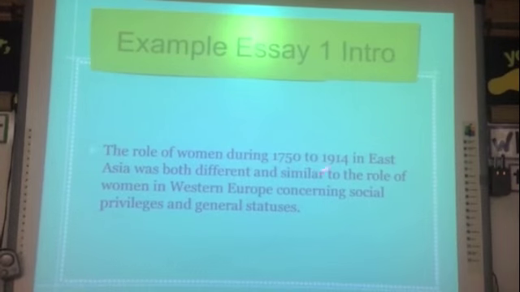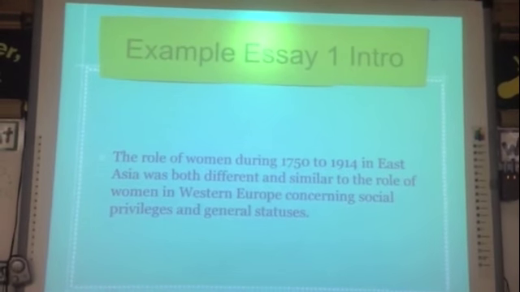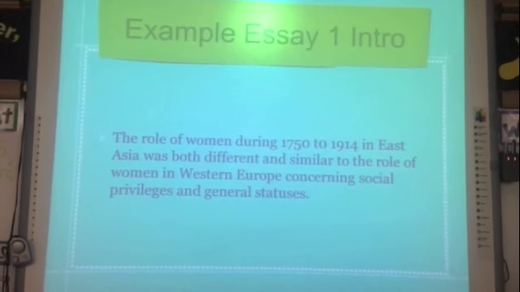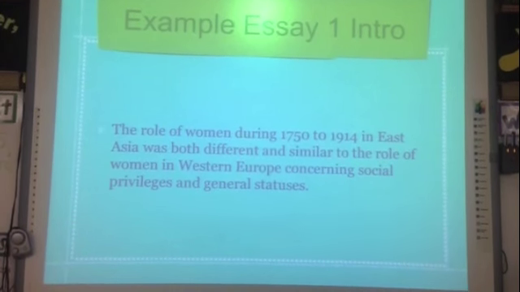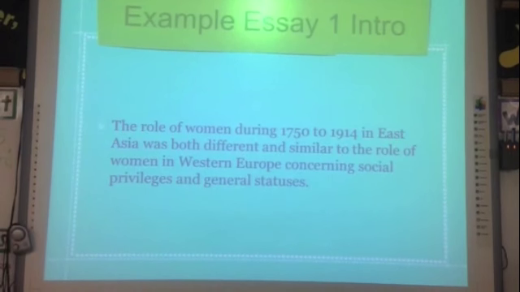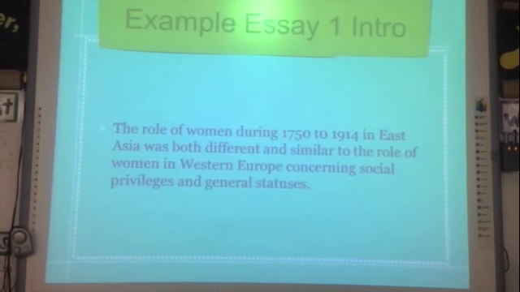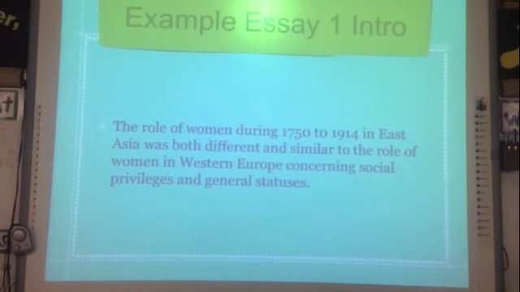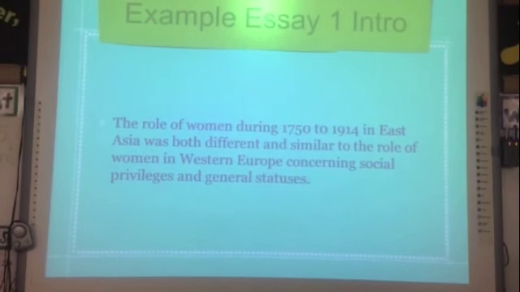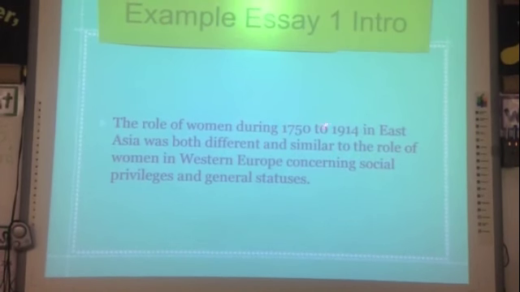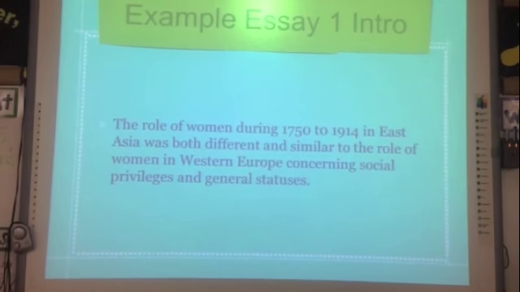The student wrote this thesis for their essay. It says the role of women during 1750 to 1914 in East Asia was both different and similar to the role of women in Western Europe concerning social privileges and general statuses. This thesis is acceptable, but it's also quite vague, and they might not earn a point because of that. But they might also earn the point because they specifically say which theme and also which time period is stated.